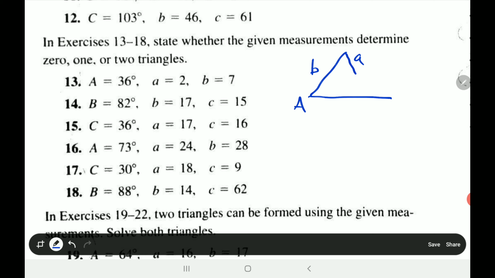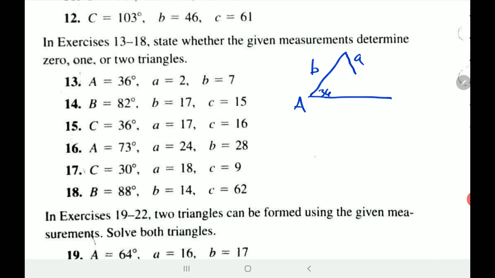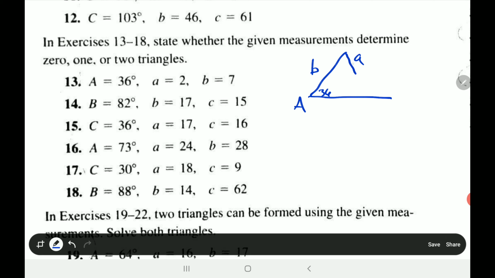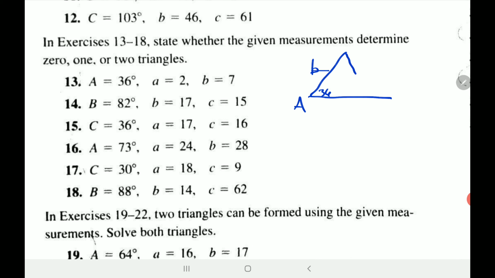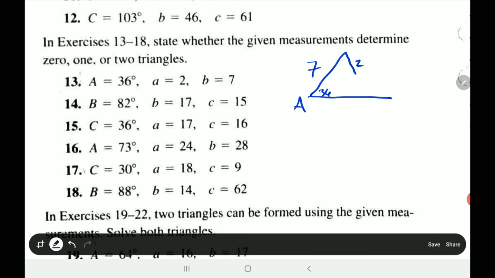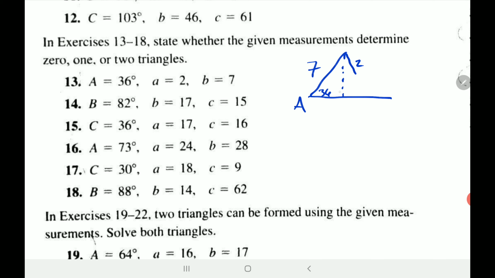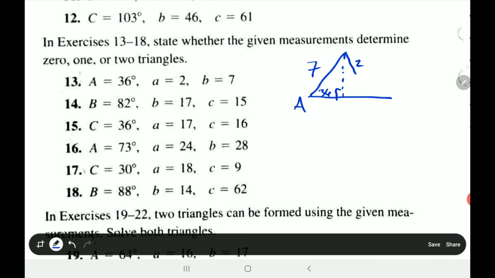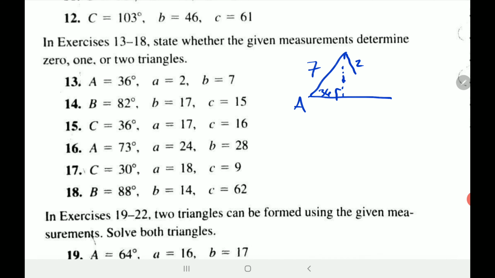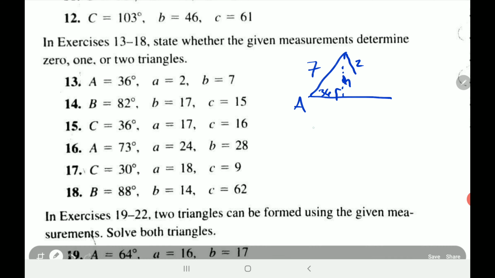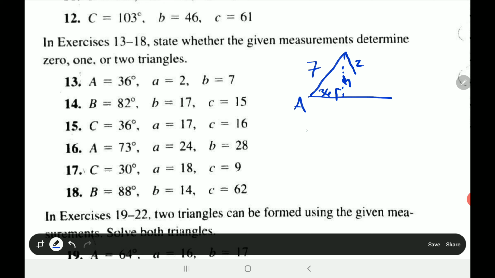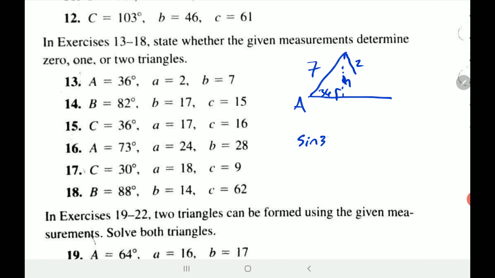So, being that angle A is 36 degrees, let me delete this real quick. B is 7, A is 2. What we'd have to do is we need to find the height. Okay, use basic trig functions. So height here, sine of 36 is equal to height over 7.